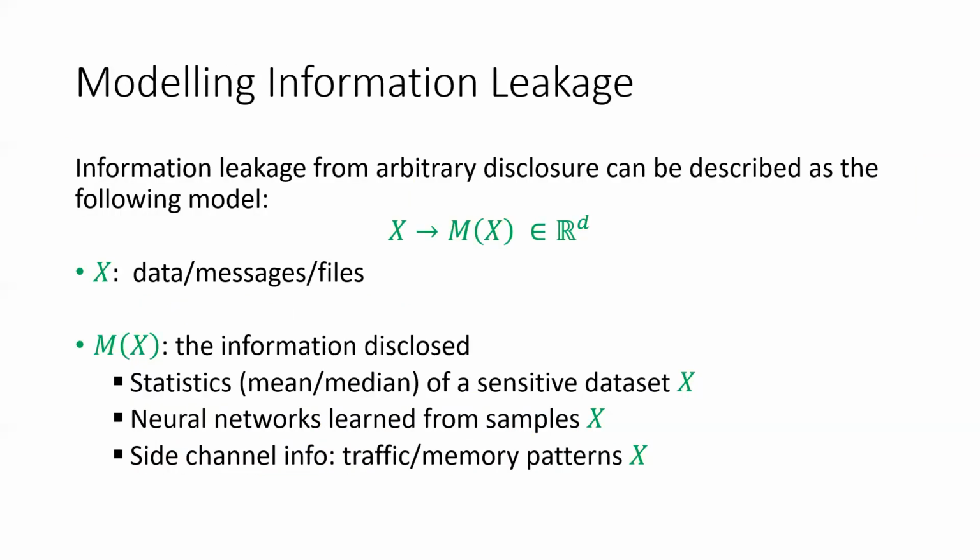With this basic understanding, we can give a general model of information leakage. We have some secret X and some processing function M, and our leakage is captured by M(X), the output. M captures many applications. For example, you have sensitive data and I train a neural network out of your data; the trained neural network is the output. In some side-channel applications, M(X) may capture your network traffic and memory access patterns when I send some messages or access some files in the cloud.